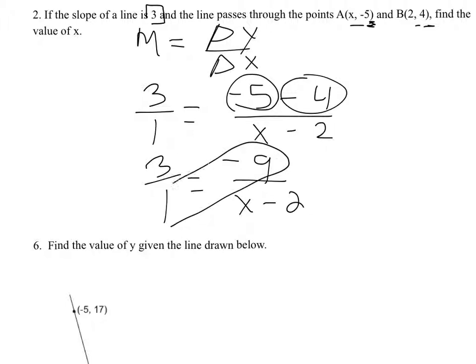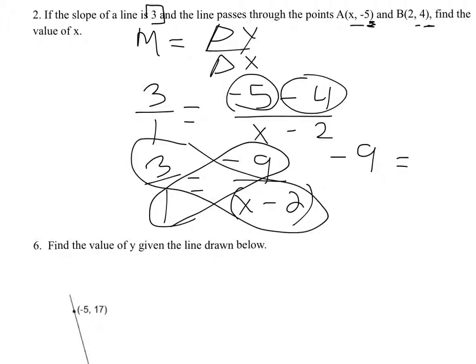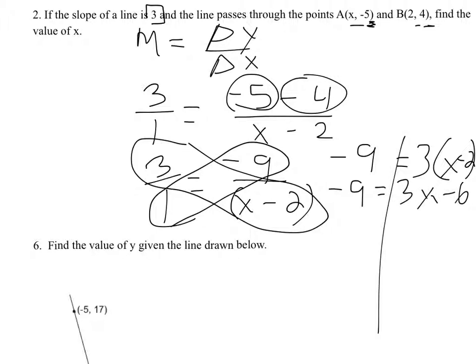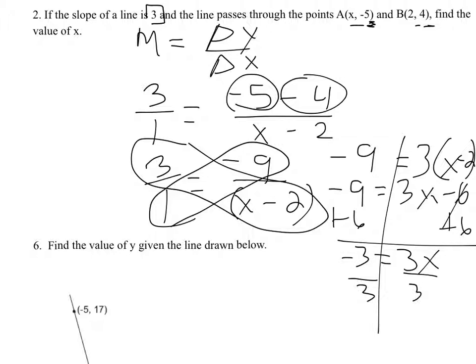So we can do negative 9 times 1, which is negative 9. Put my x minus 2 in parentheses and multiply that times 3. So set it equal, 3 times x minus 2. Distribute. So we have an old-fashioned equation, 3x minus 6. I want to add 6 to both sides. Cancels out. 3x equals negative 3. Divide both sides by 3. And we will get negative 1 to equal x.